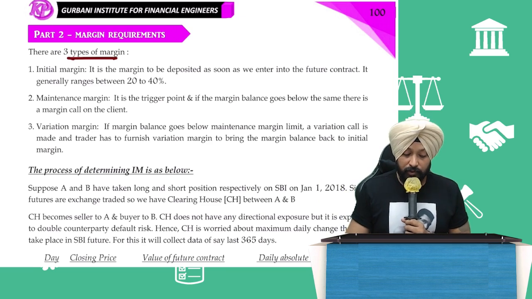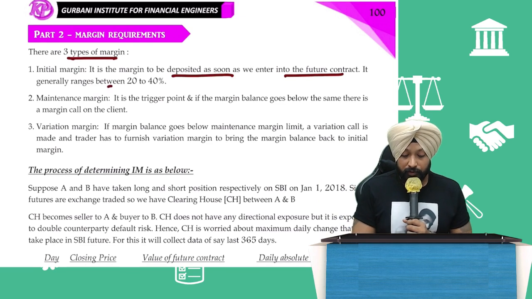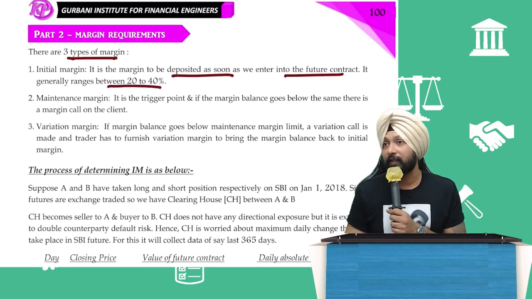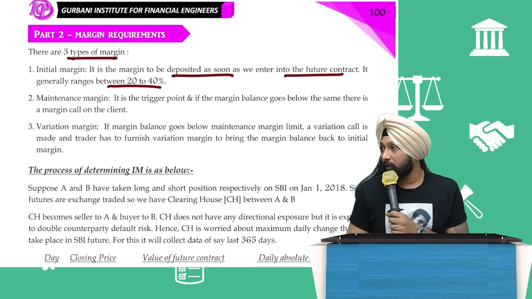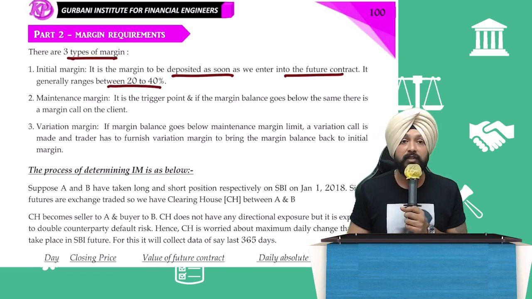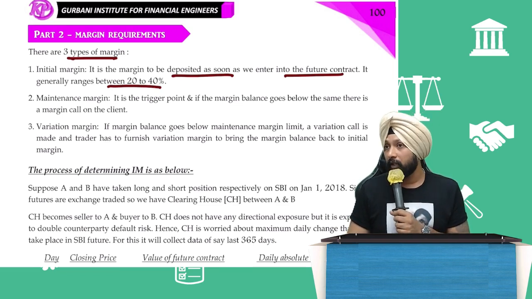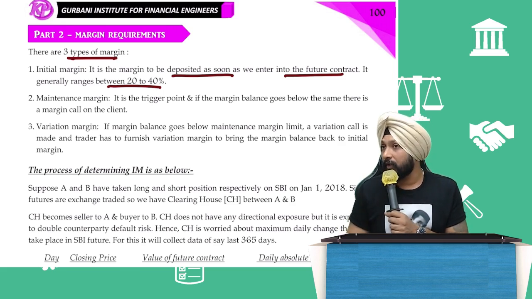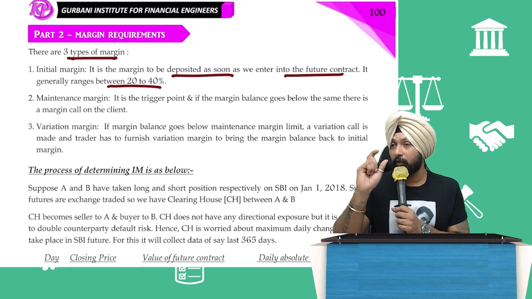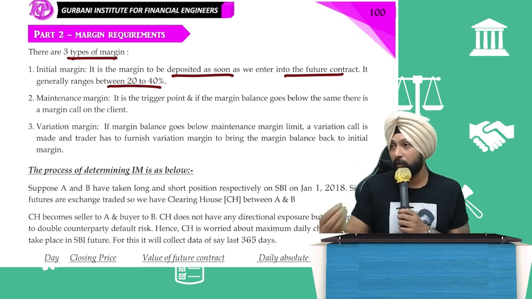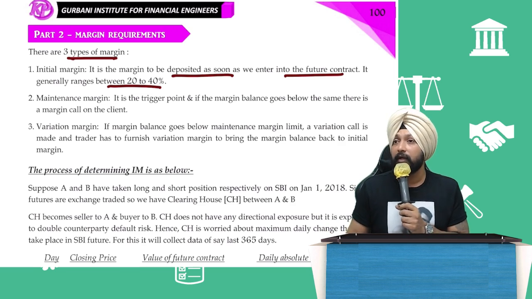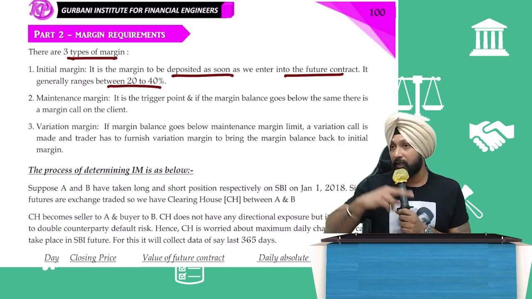One is the initial margin, which is a margin to be deposited as soon as we enter into a future contract. It generally ranges from 20 to 40%. Can it be more than this? Yes, it can be more than this. If it is a volatile counter, it can be more. If you plan to buy a future of Adani Enterprise, you may end up paying 60-70%, because volatility is humongous over there. So the exchange will keep the margin requirements very high, because over there, a 4-5% fall, 6% fall in a day is normal. So they will keep the margins very high.